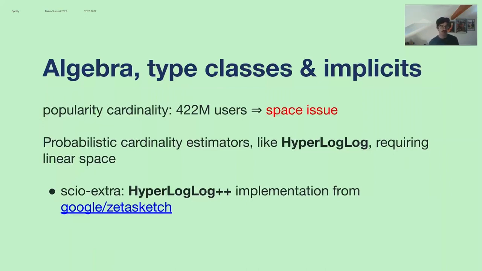The problem comes with the popularity cardinality. At Spotify, we have 422 million users on the platform. So of course you can't have the set of users to compute the popularity. We have a space issue. How we can solve this is by using a probabilistic estimator like HyperLogLog, which requires sublinear space to compute cardinality. The good thing is that the Scio Extra package comes with an implementation of HyperLogLog, the HyperLogLog++ from Zetasketch.